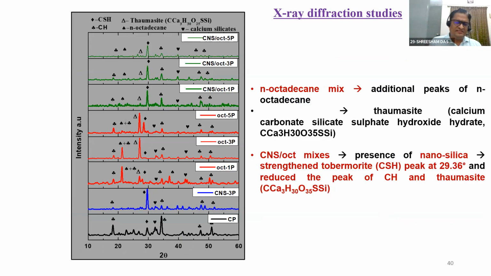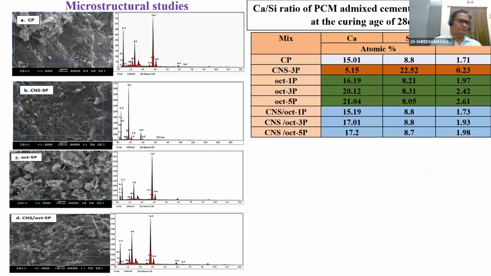What it gives me is that the colloidal nanosilica plus octadecane mix is giving me strengthened tobermorite and a reduced peak of calcium hydroxide. If you see the only n-octadecane mix, we have a sufficient amount of calcium hydroxide. That is the difference. In addition, all the other things are almost similar here.